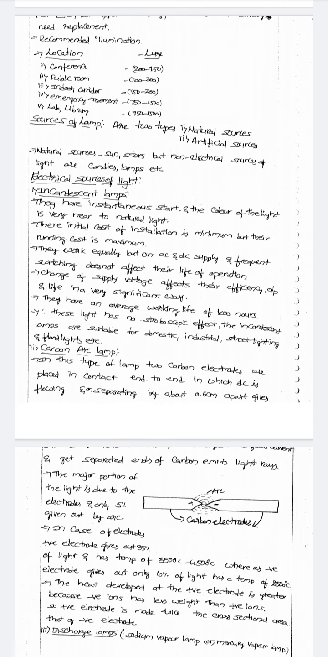Incandescent lamps have an instantaneous start, and the color of the light is very near to natural light. This type of light starts instantaneously and its color is similar to natural light. You can observe it in your home also. Once you switch on, the light appears at that time.